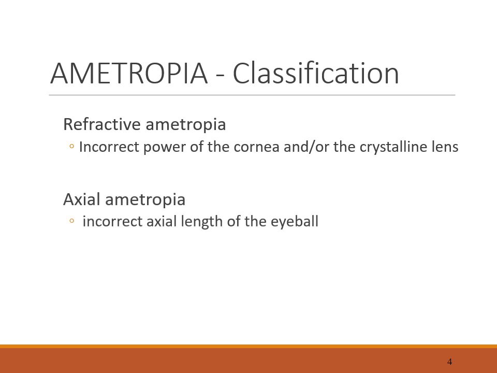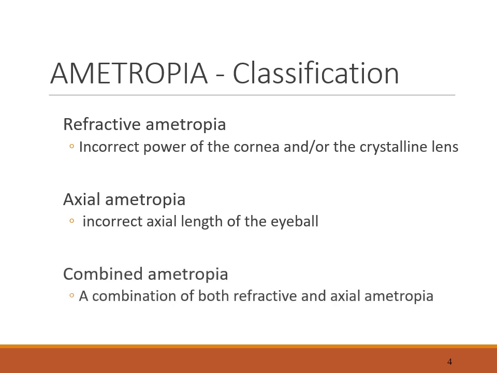Axial ametropia refers to incorrect axial length of the eyeball. The normal axial length of the eyeball is approximately 24 mm. Any axial length less or more than that is abnormal. And the third one is combined ametropia, which is a combination of both refractive and axial ametropia.